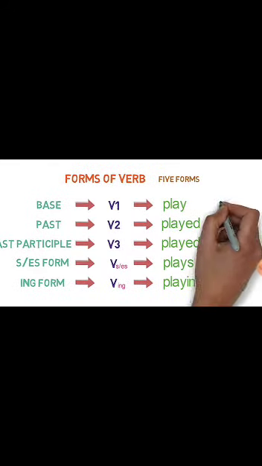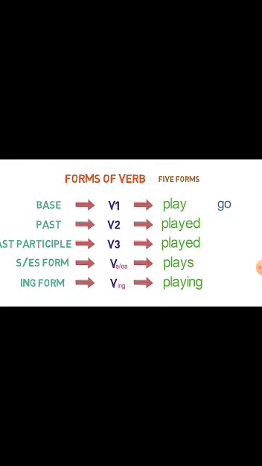Go: in the base form is go, past form it is went, in the past participle form it is gone, and in S/ES form it is goes, and in ing form it is going. Now that you are clear with the verb form, let's dive into the tenses.